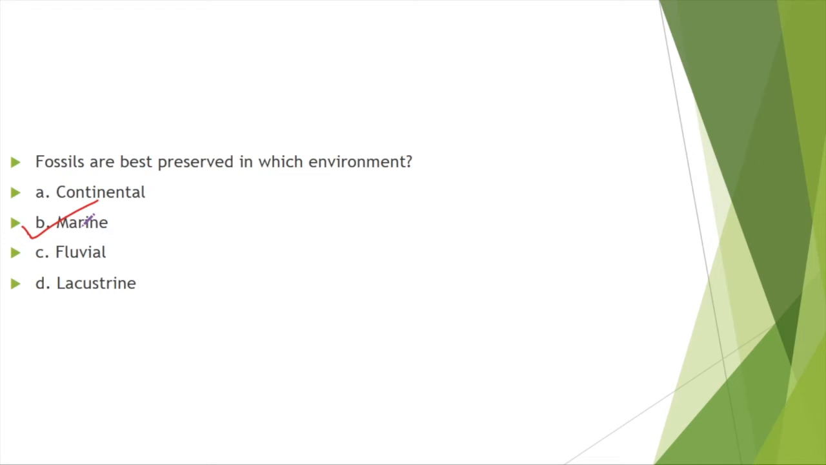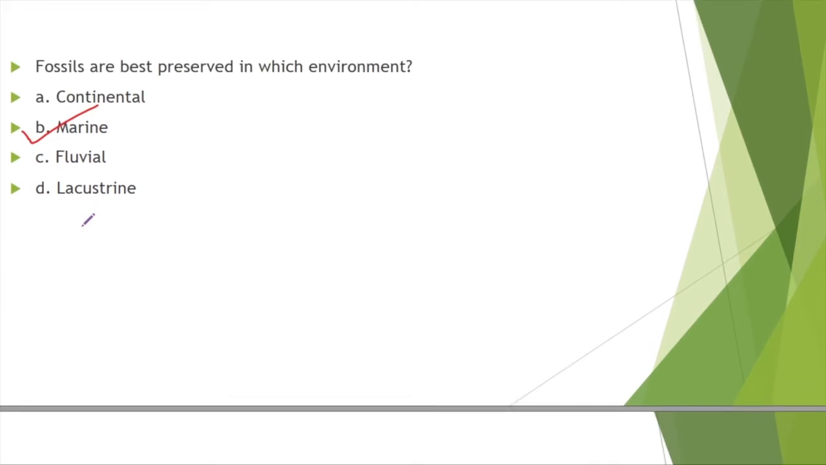In the case of marine, it is anoxic and the rate of sedimentation is very high as compared to the continental fluvial and lacustrine deposits. So most fossils generally belong to the marine environment. So the right answer is B.